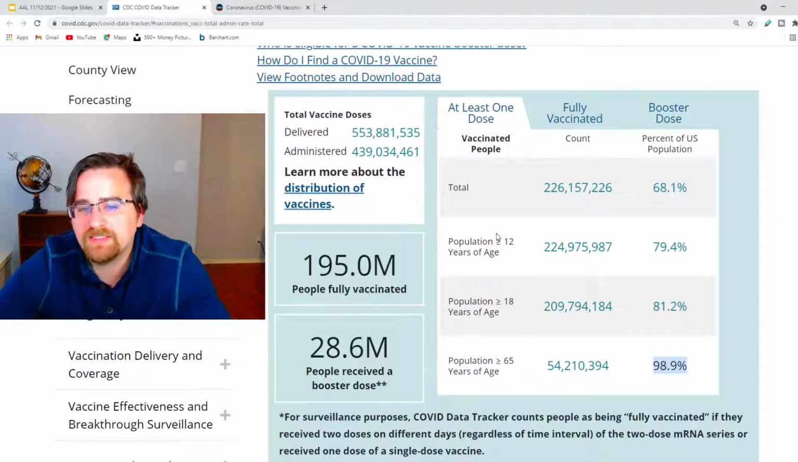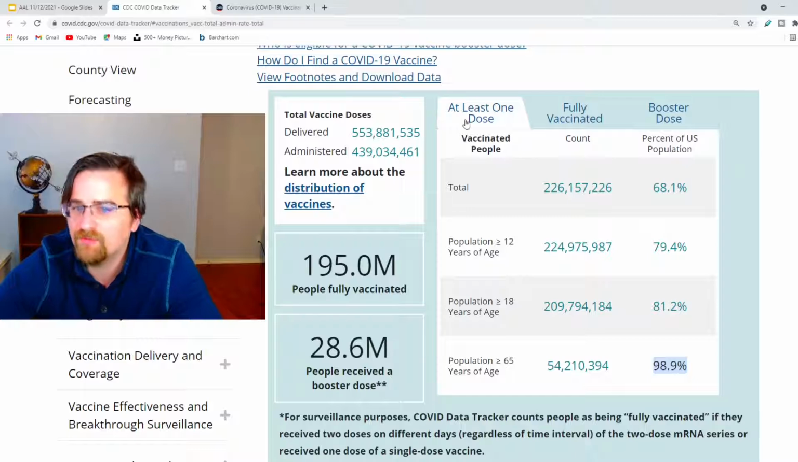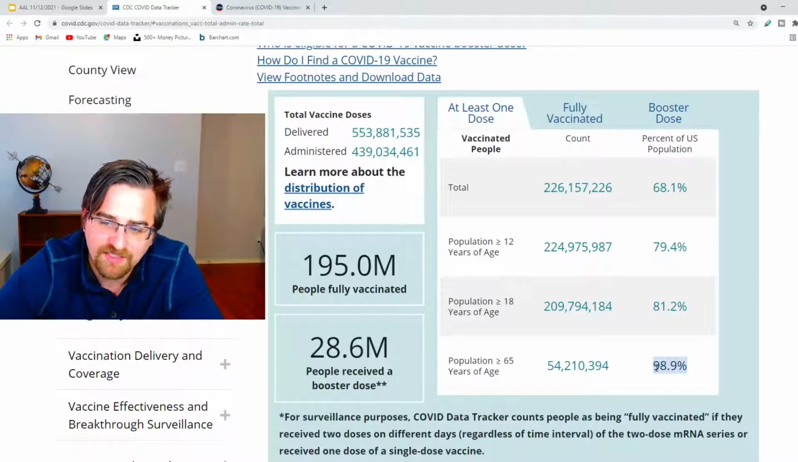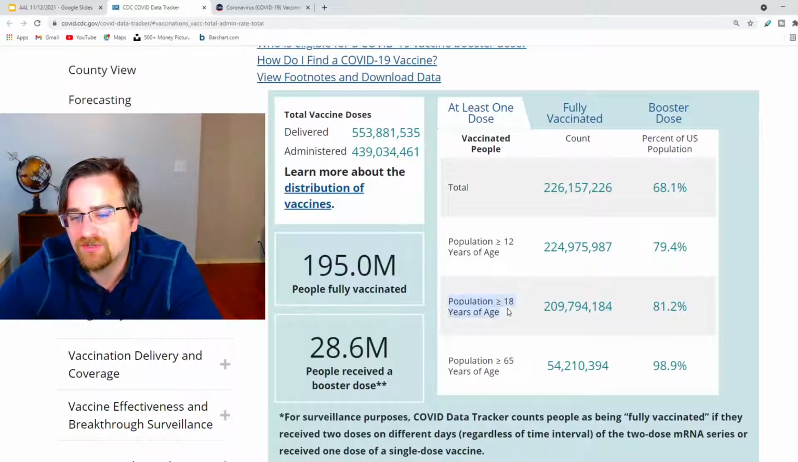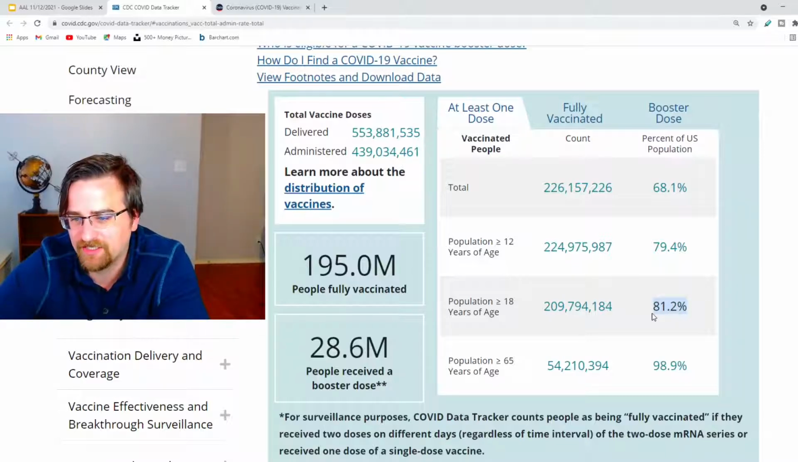Moving over to the CDC's website, let's get a little bit more granular. If we look at least one dose, the most vulnerable population, age 65 or older, they've had a 98.9% vaccination rate, which is, in my opinion, very good. Population greater than 18 years of age, that means every 80 people out of every 100 are vaccinated. 80% of the population is vaccinated. I'm pretty sure this is higher than what they were anticipating for herd immunity.